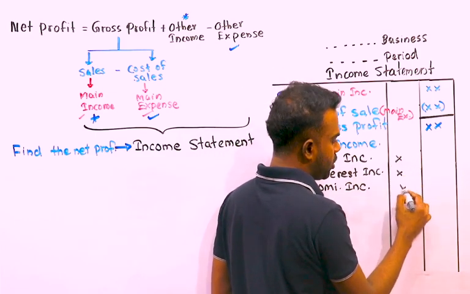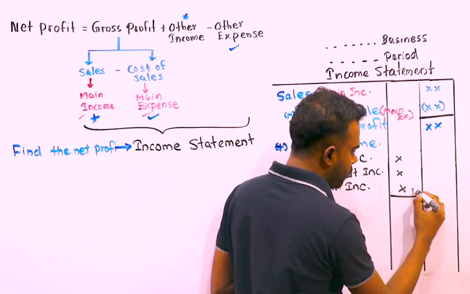You can get the totals in the first column, then transfer them to the next column.